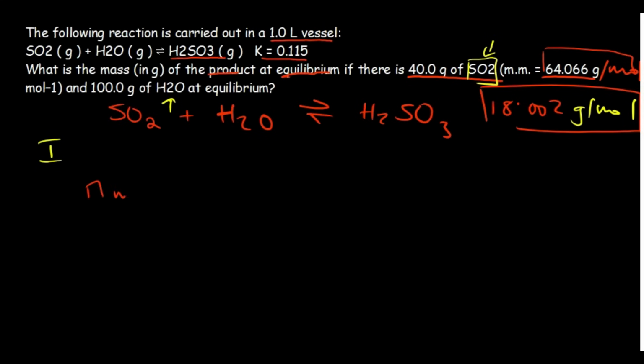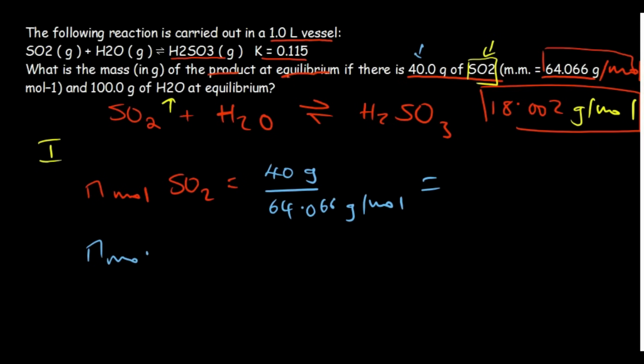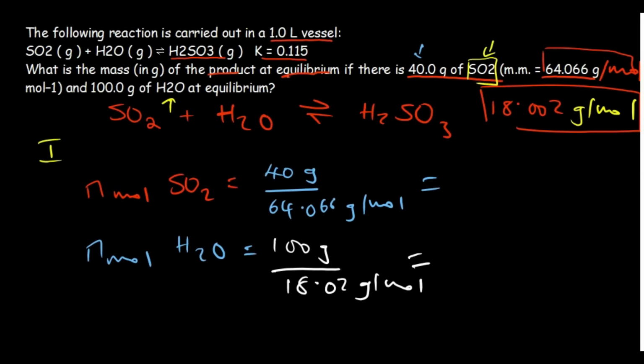So number of moles, starting with sulfur dioxide, is supposed to be the mass. The mass has been given to be 40 grams, so the mass 40 grams divided by the molar mass, grams per mole. And then number of moles of water. So for water, what information has been given? The mass is 100 grams. The molar mass we've calculated to be 18.02 grams per mole approximately. I'm just able to recall that. You can perform the actual calculations. I believe the answer will not be different. So 40 for the sulfur dioxide divided by 64.066. So we'll take up to 4 significant figures.